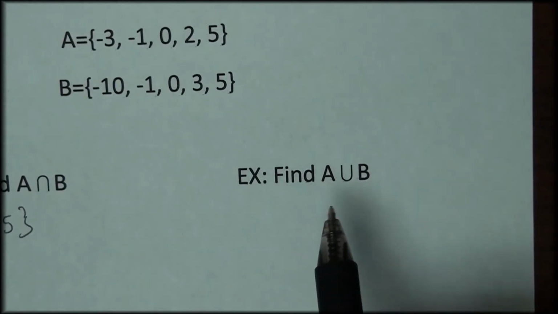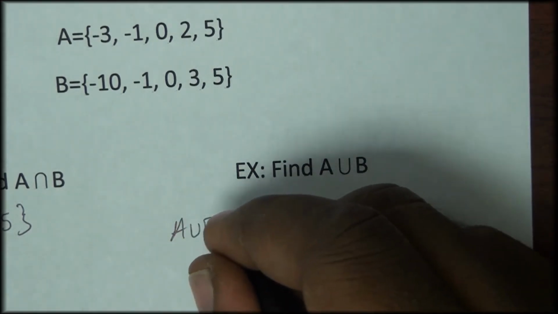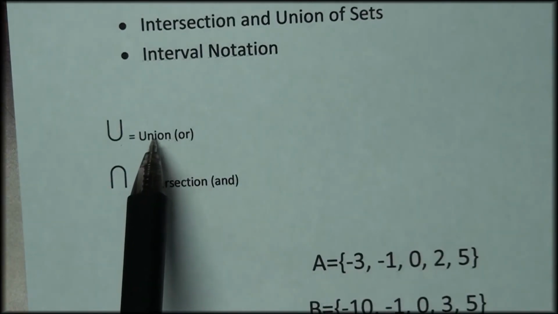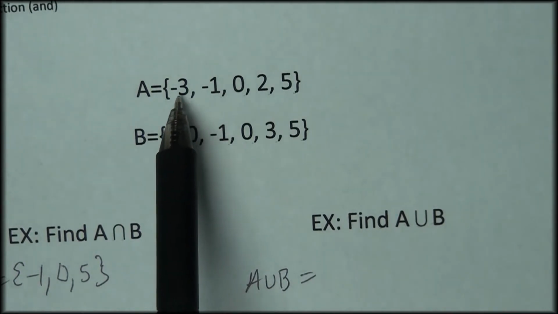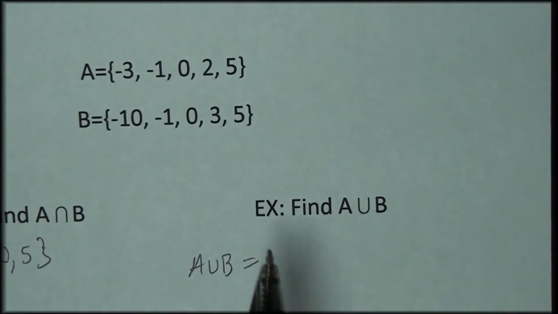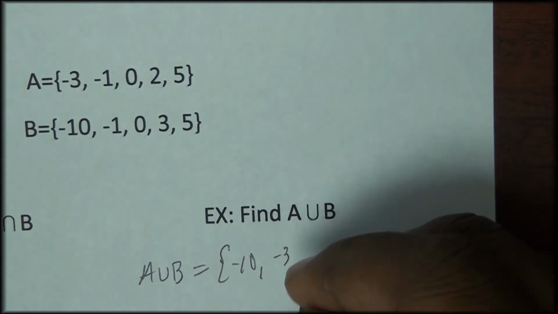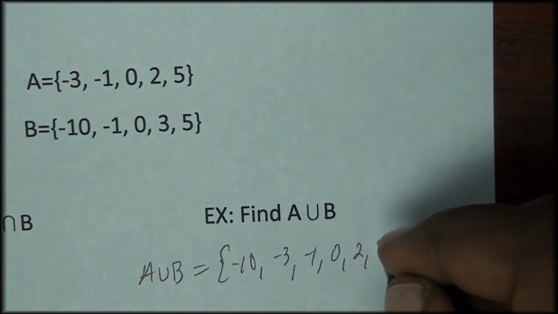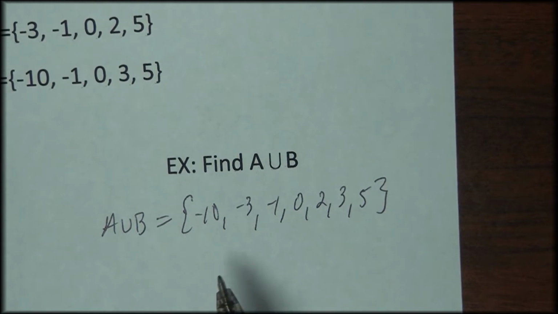We're now asked to find A union B, and from our setup, the union is OR, so our elements can either be in set A or set B, so we'll simply combine all of our elements into one set. We have the set A union B is -10, -3, -1, 0, 2, 3, and 5.